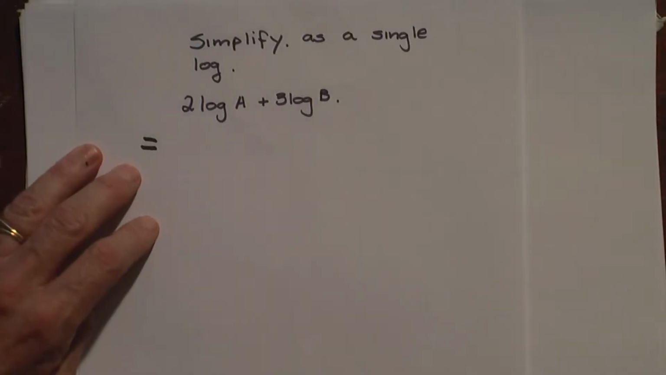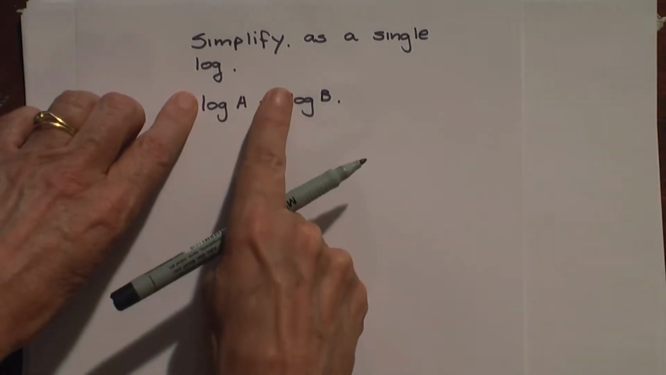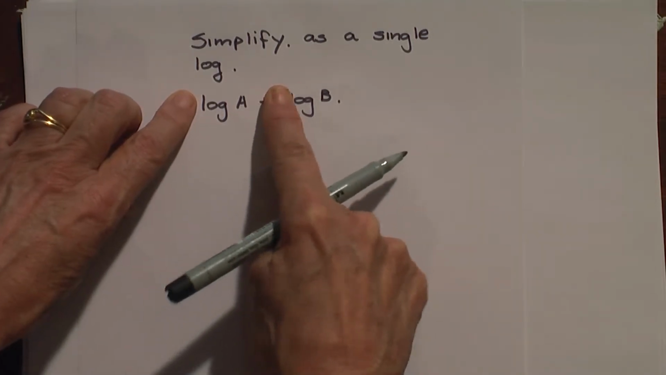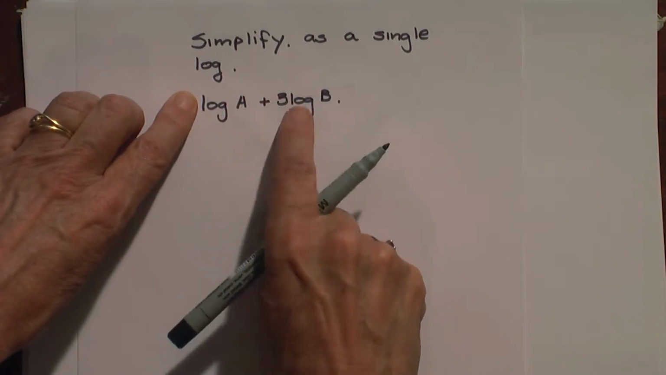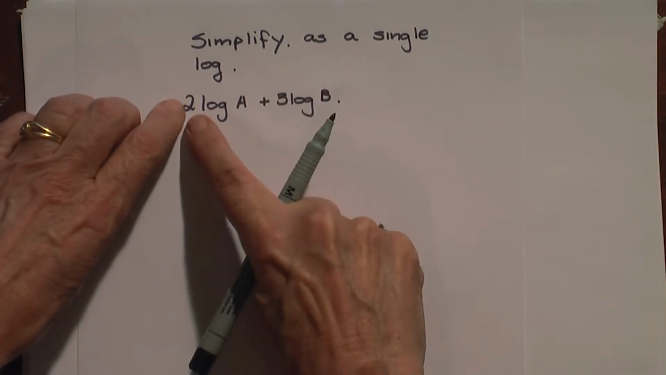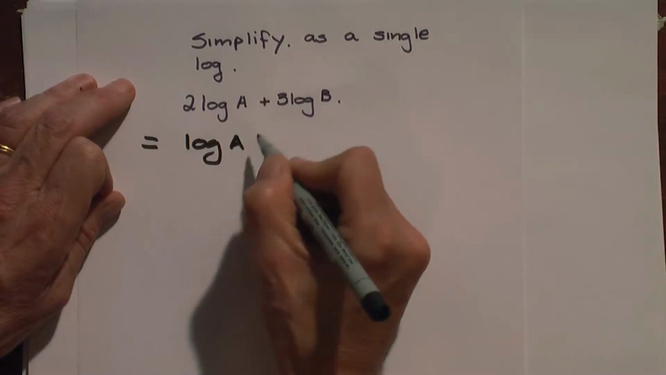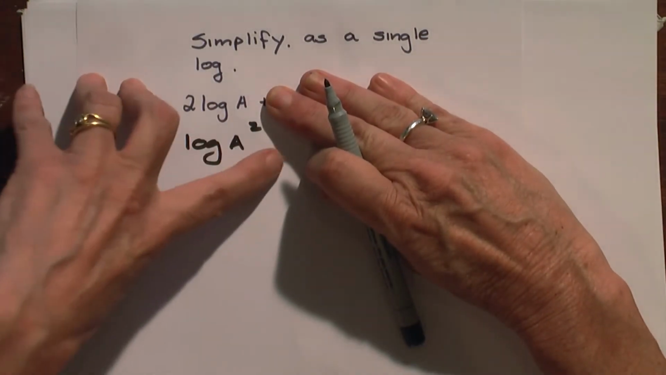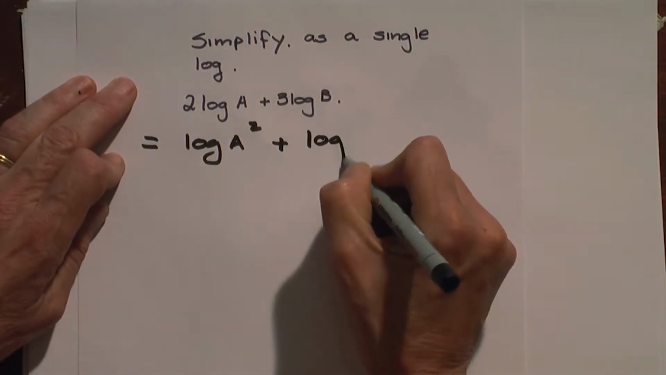Right, let's do a couple of examples using the laws. Simplify as a single log. Now, first law, I can only use my addition law of logs if I have log A and log B. So my first thing is to use the reverse of the law I've just shown you. And what do I get? Log A squared. Exactly the same as 2 log A plus log B cubed.